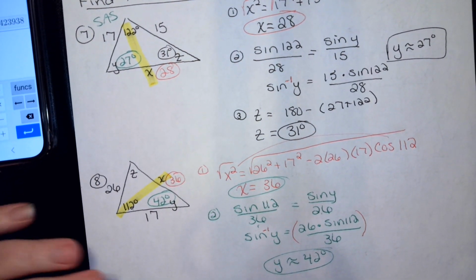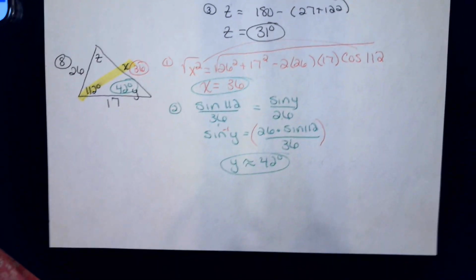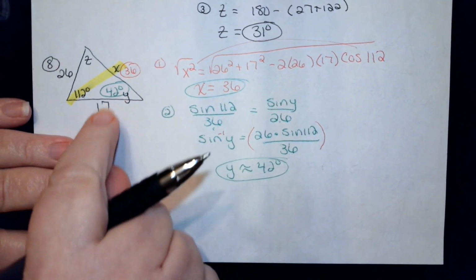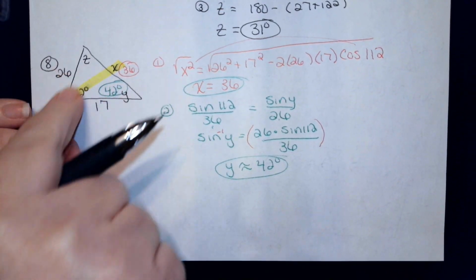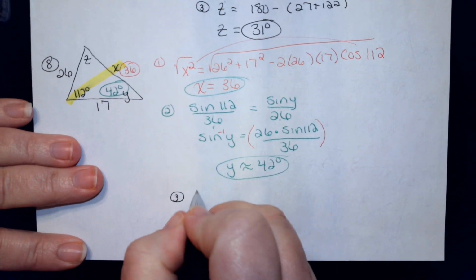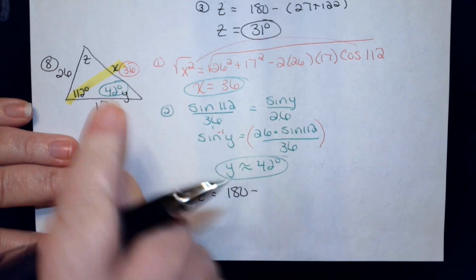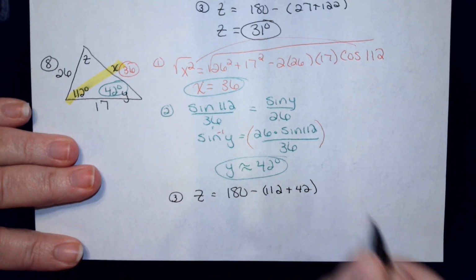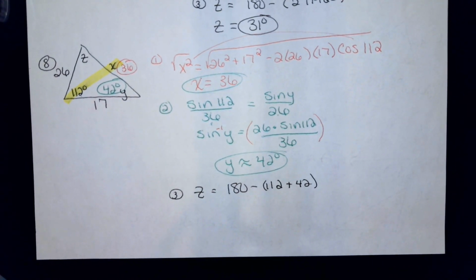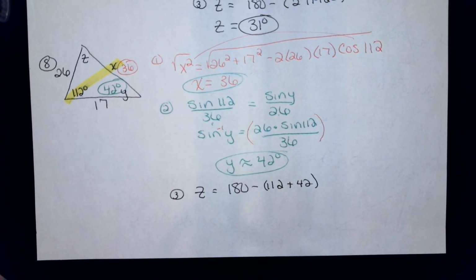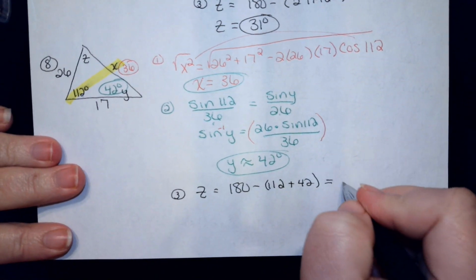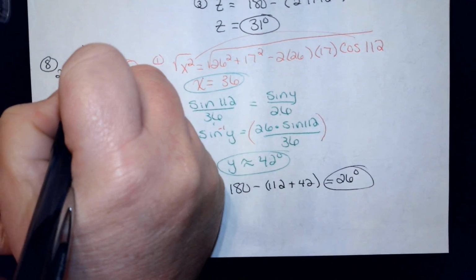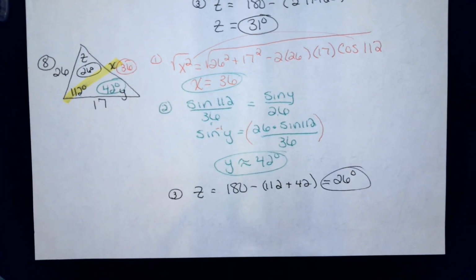And then for our last step, we now know two angles of a triangle, and we know that all three angles are supposed to equal 180. So to find Z, we're simply going to say 180 minus the sum of our two angles. 112 and 42 give us 154, and taking that away from 180 gives us 26 degrees. And there we go.